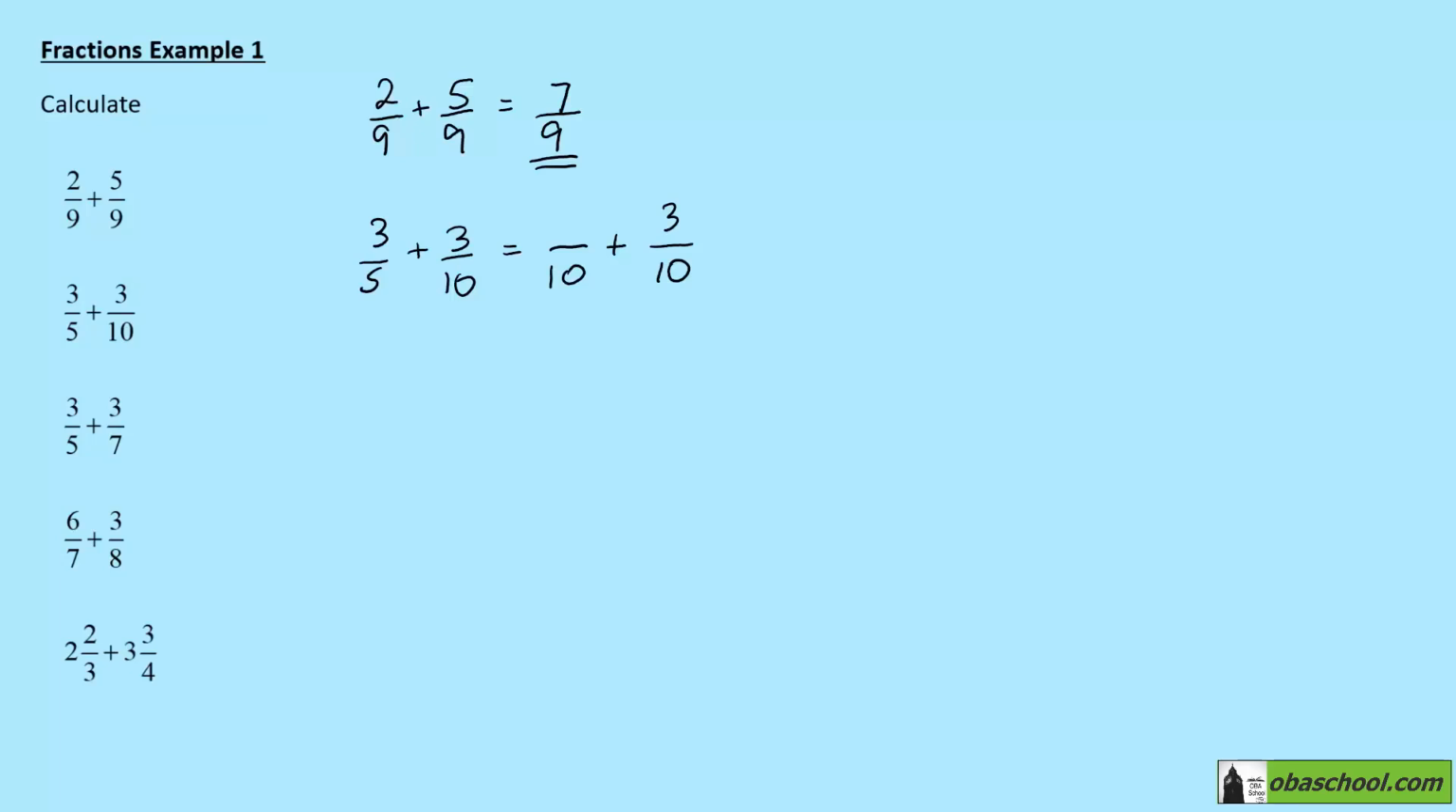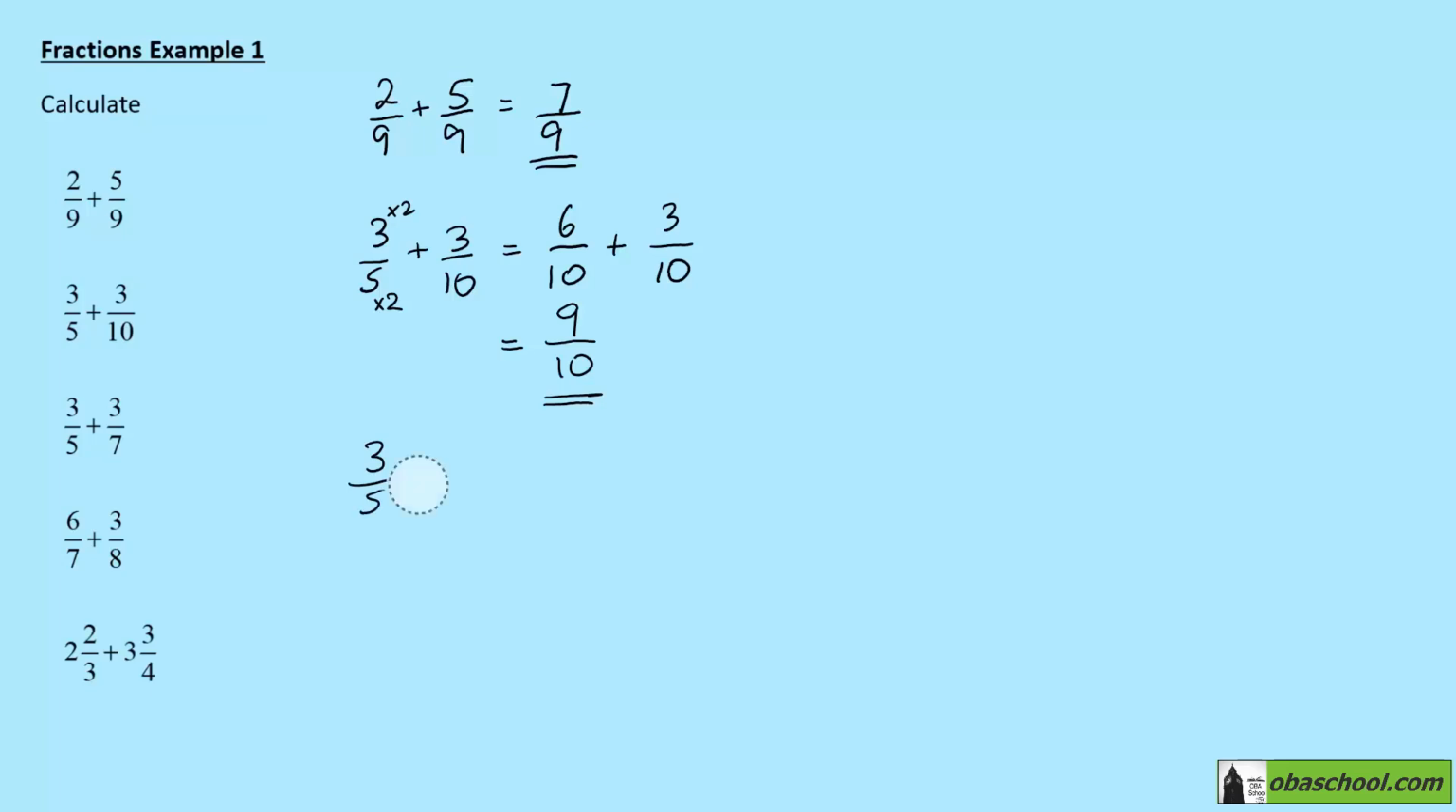So what we've done there is multiply this denominator by 2 to get 10. So we have to do the same to the numerator. So it becomes 6/10. Now we have the same denominator, so it's like the first example. So we just do 6 plus 3, and the answer is 9/10.